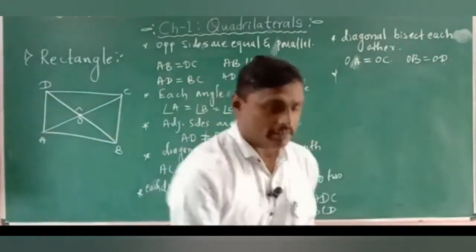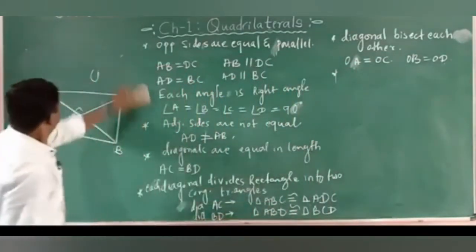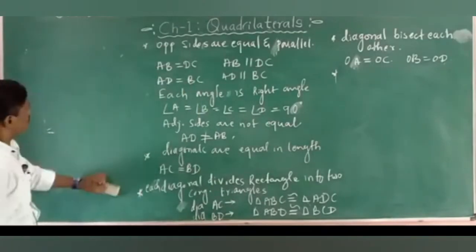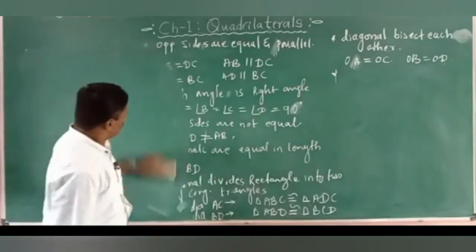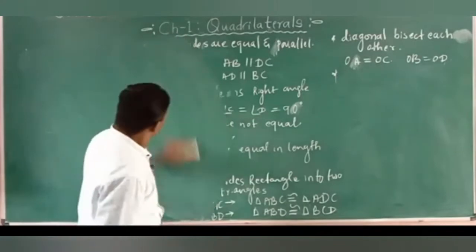Okay. Next, take one theorem, that is, the diagonals of the rectangle bisect each other.